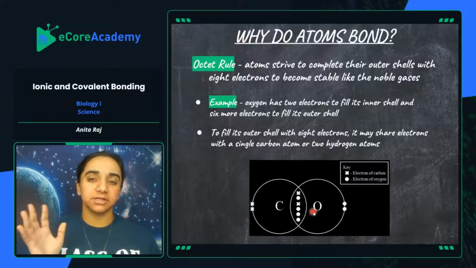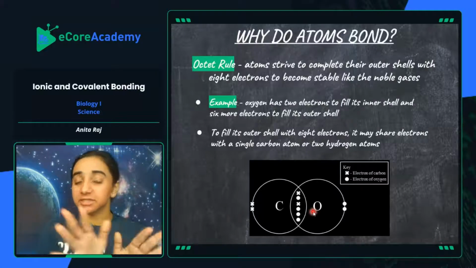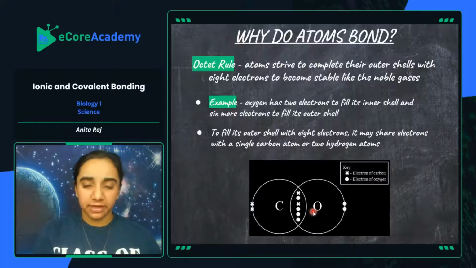Helium is the exception. It has 2 valence electrons, but that's because it only has 1 shell. So that's the exception. But all the other noble gases have 8 electrons in their outermost shells, and that's what the octet rule is pretty much saying, that all atoms want to achieve that.